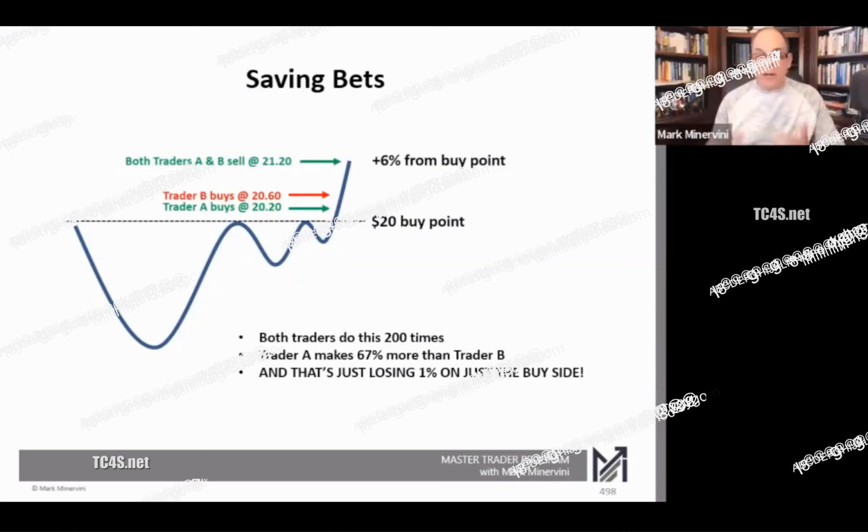Just say trader A buys a stock at $20.20, right? The buy point's at $20. $20.20 is 1% above the buy point. So trader A says, I'm not buying more than 1%. Trader B buys a couple percent, a few percent above. Now both those traders sell the stock at the same point. Let's just call it 6% on average. If you did that a couple hundred times, trader A makes 67% more than trader B. And that's just losing 1% on one side of the trade.